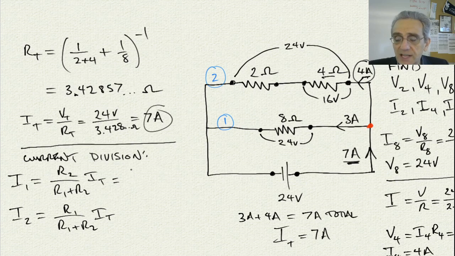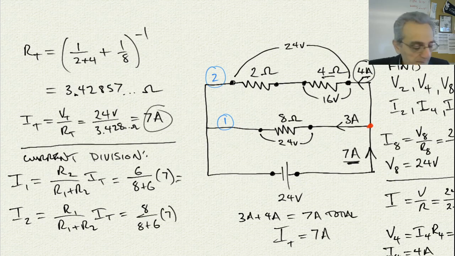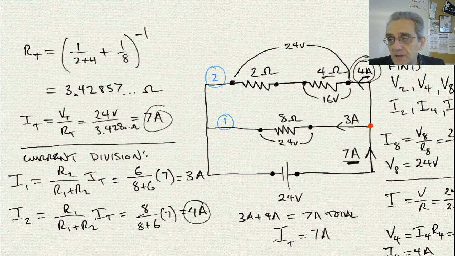So now I'll say R2 here is 2 plus 4, which is 6, over 8 plus 6, times 7. And then this one is R1, which is 8 over 8 plus 6, times 7. And these do indeed give me 3 amps and 4 amps, and they are correct. Notice I2 was 4 amps and I1 is 3 amps. There we go. It works perfectly.